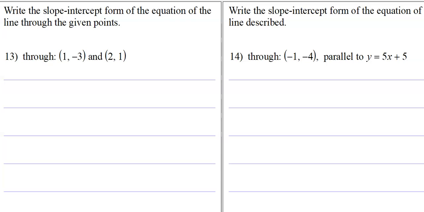Keep on moving. 13, 14. Slope-intercept form. This one's a little tougher because I don't give you either one. You know, we need y equals mx plus b, and I didn't give you the m or the b. So we got to find the slope. All right. So to find our slope, remember, it's y minus y.